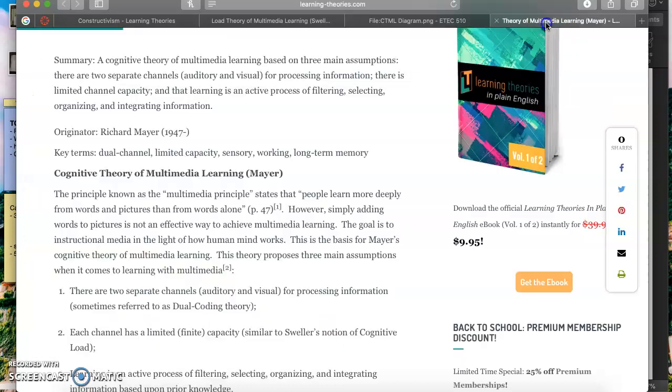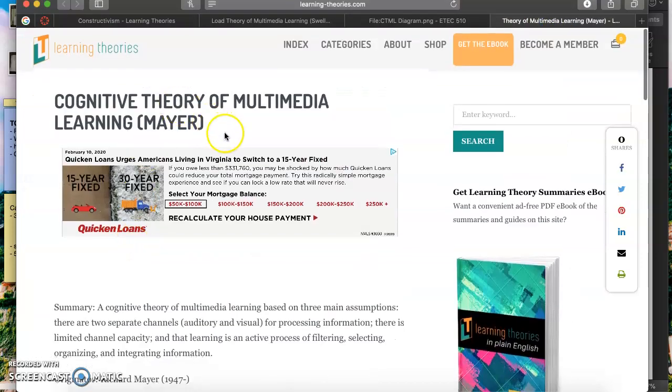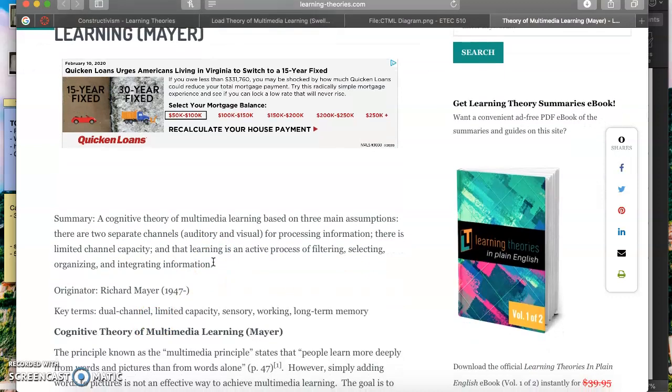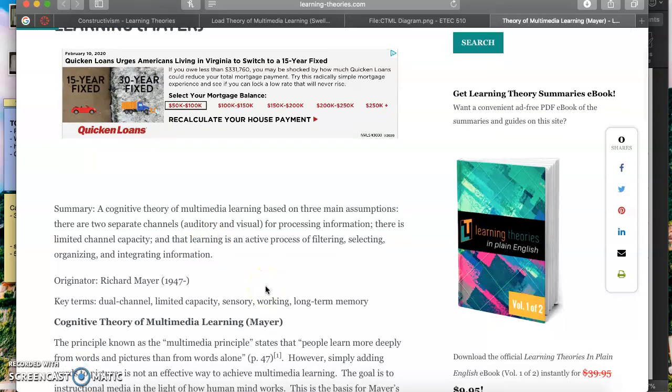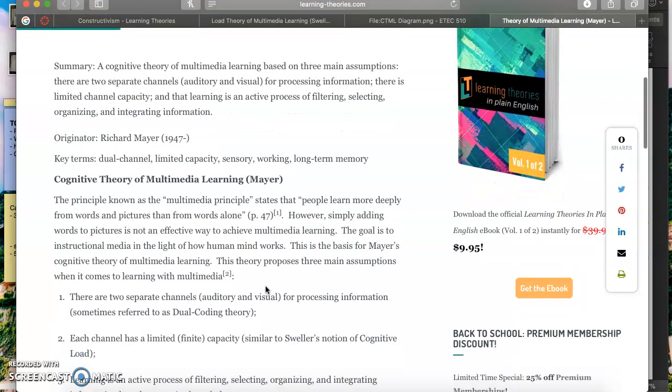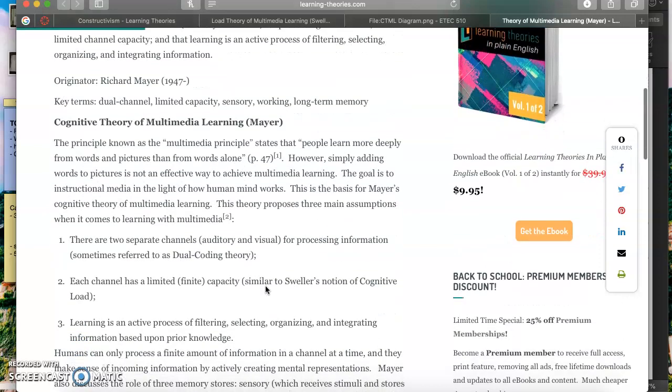All right. And then finally, we have the cognitive theory of multimedia learning, which, again, in summary, is based on the fact that there are two separate channels, auditory and visual, for processing information. There's also limited channel capacity per those channels, and that learning is an active process of filtering, selecting, organizing, and interpreting information, which is something that we learn in a lot of our introduction to psychology classes.